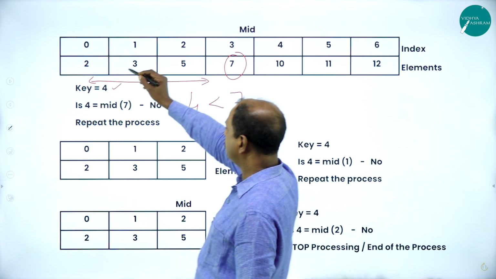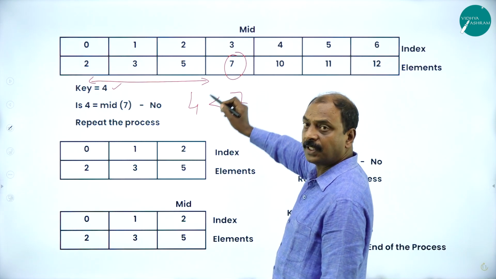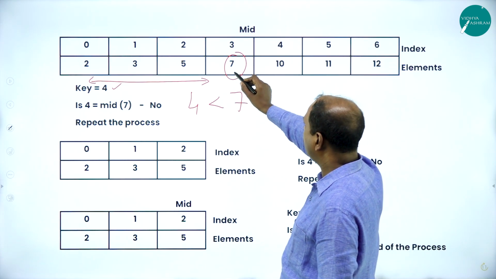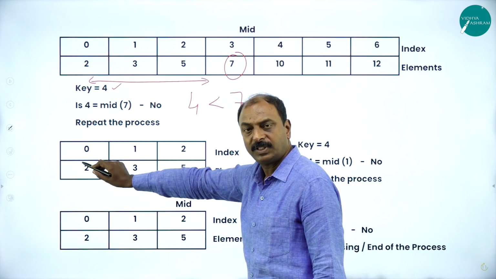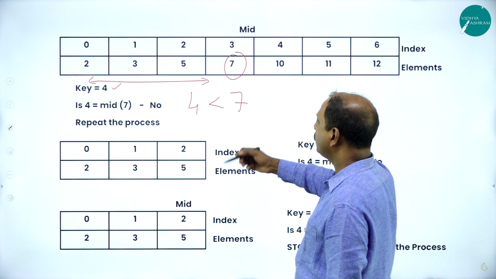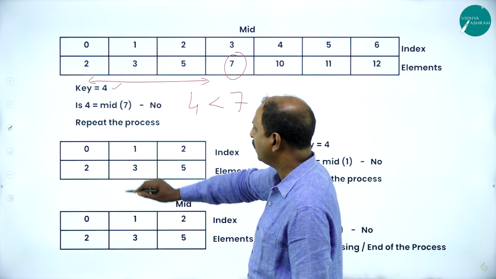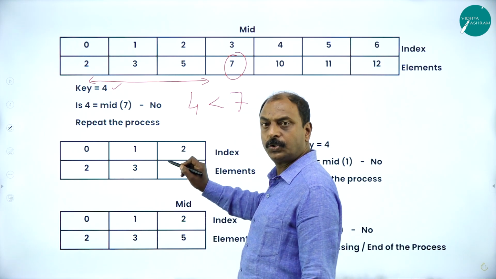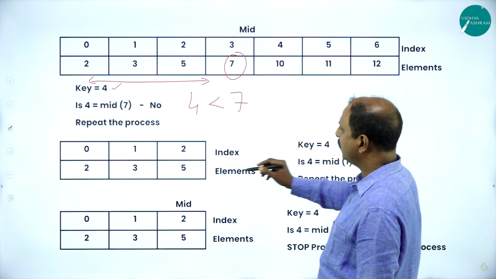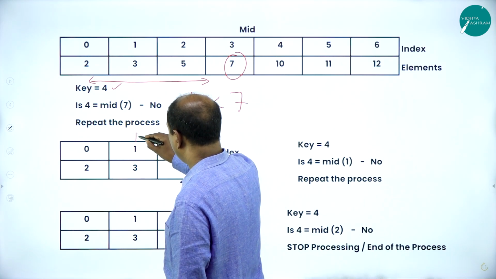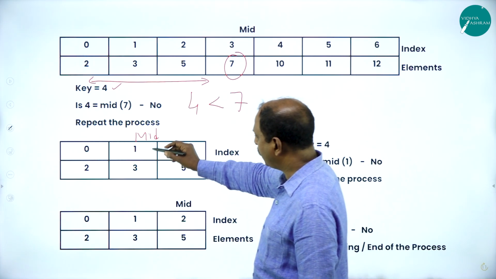Now the next first index is 0 and the last is 2. As per the formula, the last index is middle element minus 1. Here 3 minus 1 is 2. So this is the first index and this is the last index. Next we find the middle element between these two values. 0 plus 2 equals 2, divided by 2, the quotient is 1. So this will be the middle element, and the element at index 1 is 3.